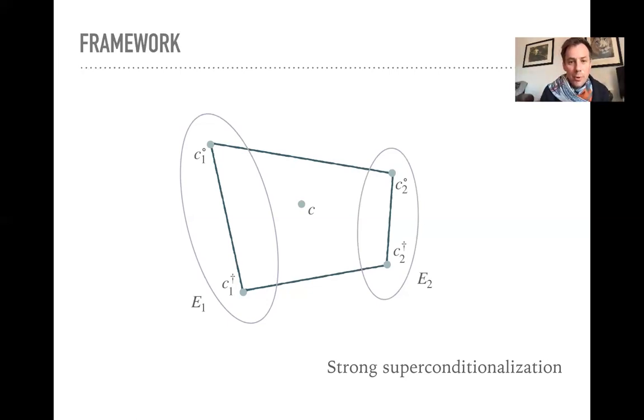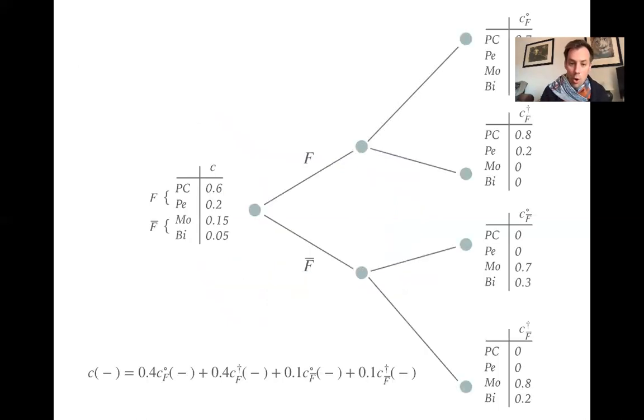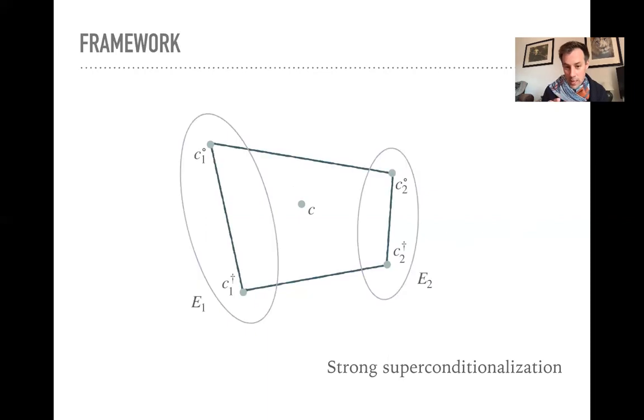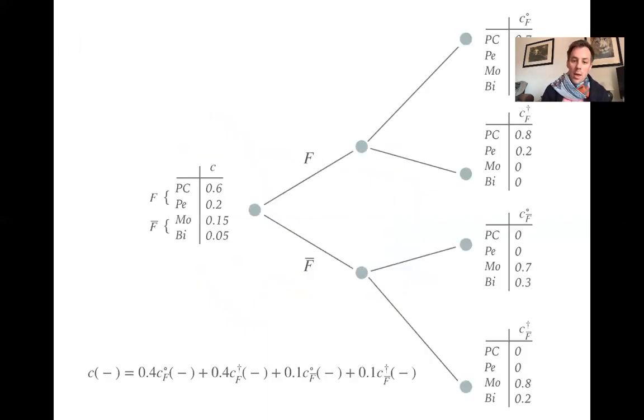Van Fraassen's more of a fan of the term span. So that's strong superconditionalization. Strong superconditionalization insists that C sits strictly inside that span. It's not allowed to sit on any of the edges. Whereas weak superconditionalization is going to say that it can sit on one of the edges. We'll see that in a second. But here's just an illustration of strong superconditionalization.